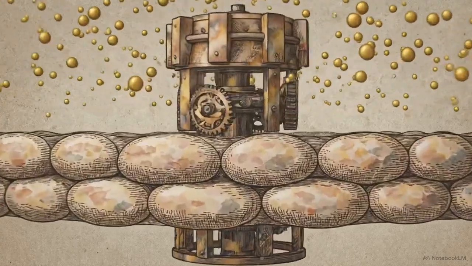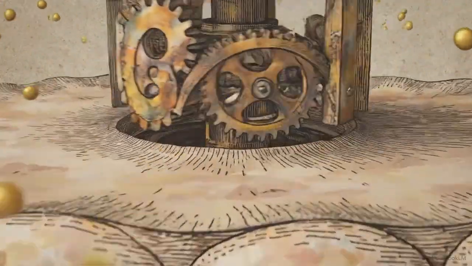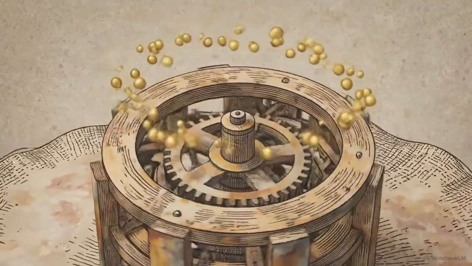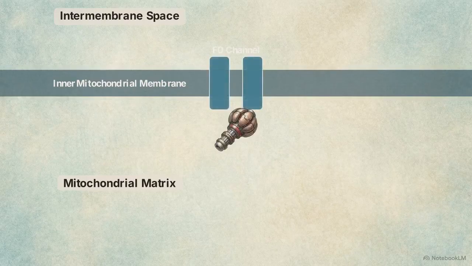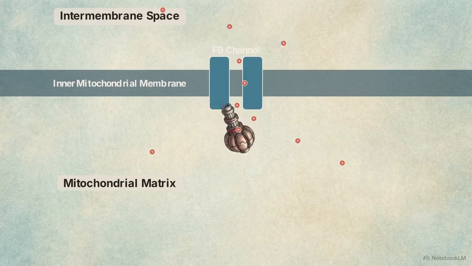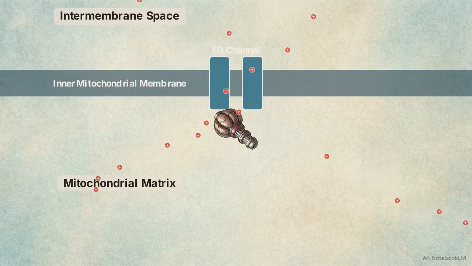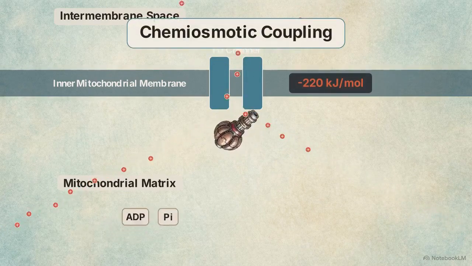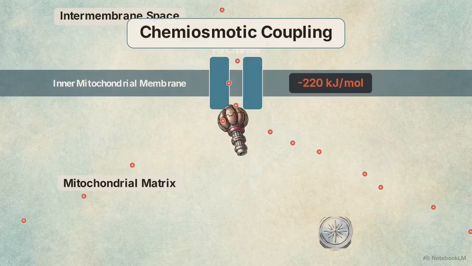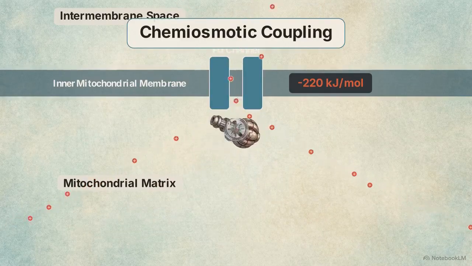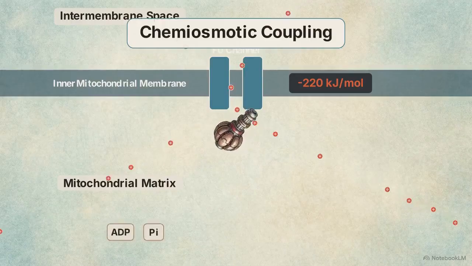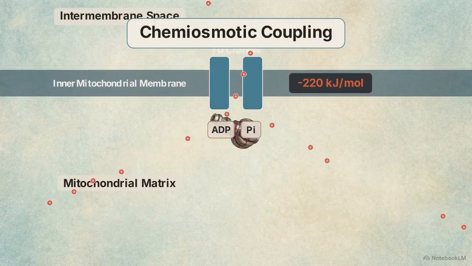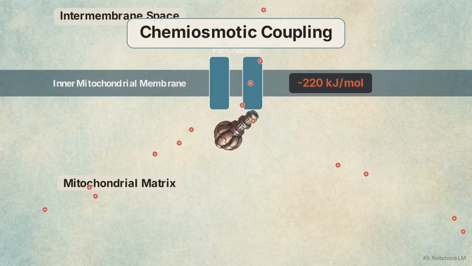To harness the energy stored in this electrochemical battery, the cell relies on a physical machine called ATP synthase. Protons rush back down their gradient into the matrix through the F0 channel of this complex. The sheer kinetic force of these moving protons forces the lower F1 turbine to rotate. This is chemiosmotic coupling. The physical rotation provides the 220 kilojoules per mole of free energy required to forge a new bond between ADP and an inorganic phosphate, generating ATP.